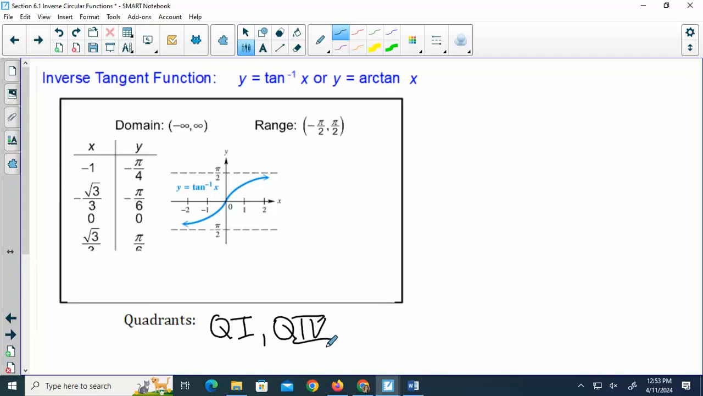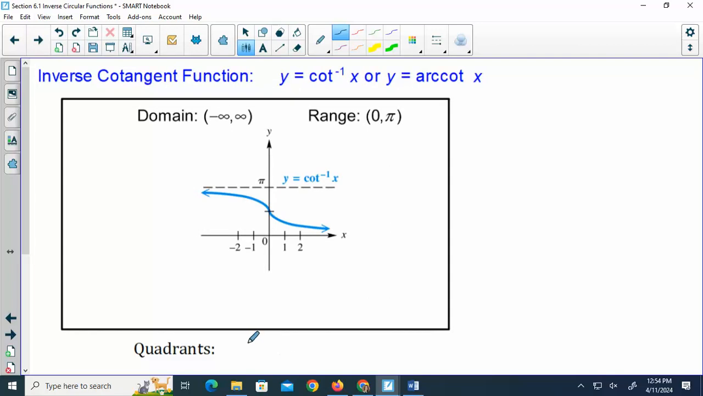All right, so tangent is like sine: 1 and 4. 1 is our positive quadrant, 4 is our negative quadrant. Cotangent: when we graphed that, if you look back at your handout that we did in chapter 4, it started with an asymptote and we had normally graphed it from 0 to pi. So cotangent is going to be quadrants 1 and 2.